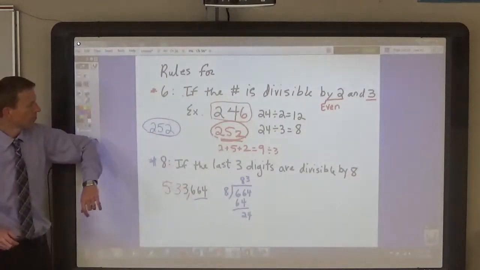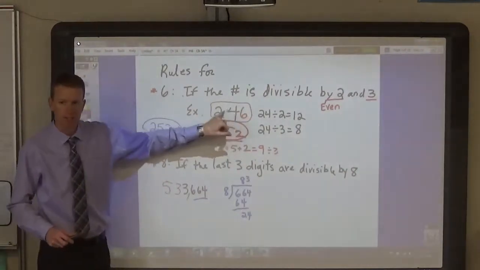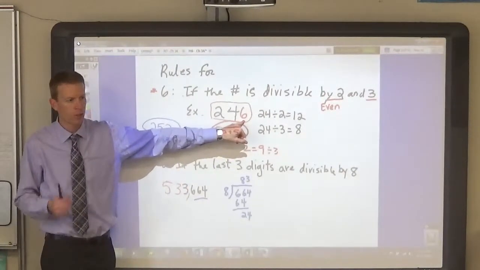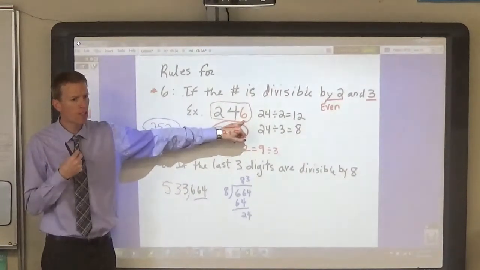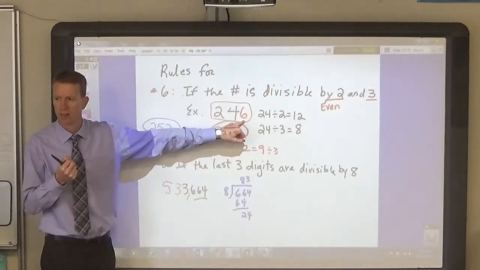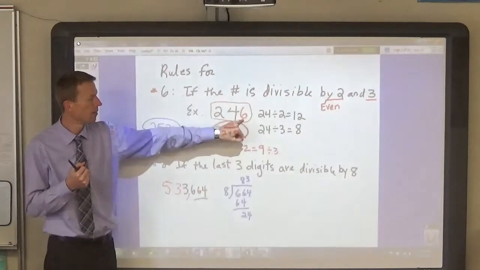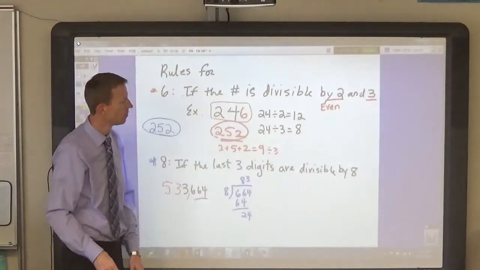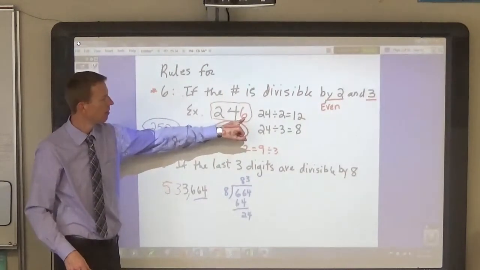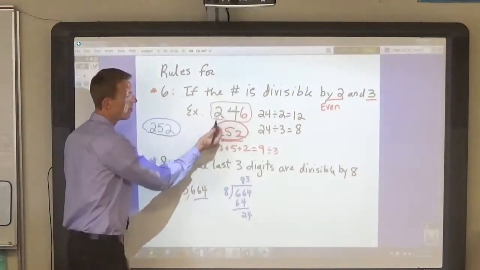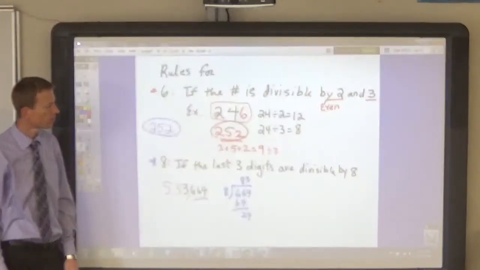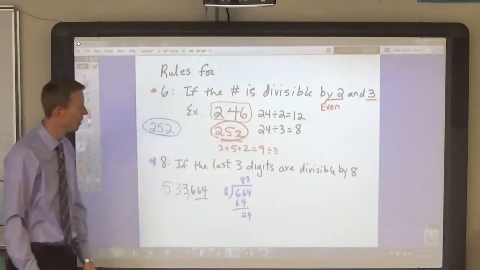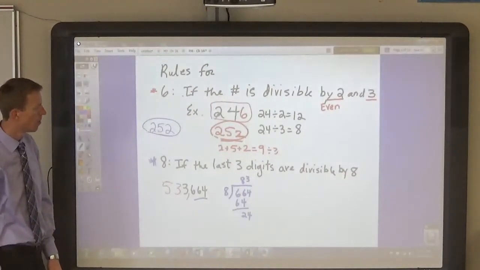Write this one down. So look at this example. 246. It ends in a 6, so it's an even number, which means we know it's divisible by 2. How do you know if it's divisible by 3? You have to add the digits. 2 plus 4 plus 6. What's 2 plus 4 plus 6? Well, 2 plus 4 is 6, plus 6 is 12. And 12 is divisible by 3. Therefore, this number is divisible by 6. How about 252? Well, that's 6 higher. We know that that one will be divisible by 6 also.